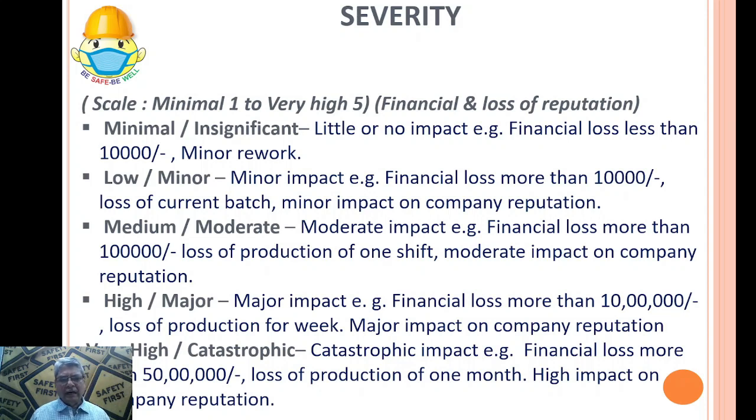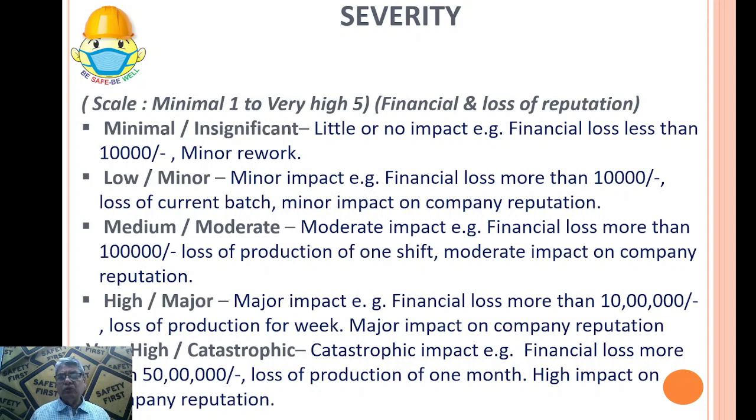Value 4 is high and major severity in terms of finance or reputation. That is major impact: financial loss of more than 10 lakh, loss of production for a week, major impact on company reputation. Number 5 is for very high and catastrophic. So catastrophic impact means financial loss of more than 50 lakhs, loss of production of 1 month, high impact on the company reputation. Now again please try to understand, this is one example.